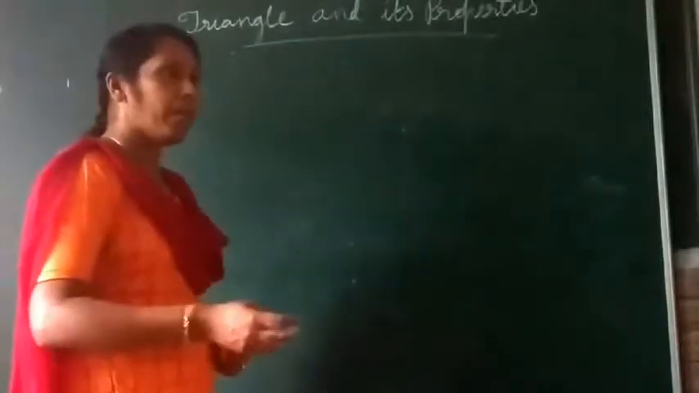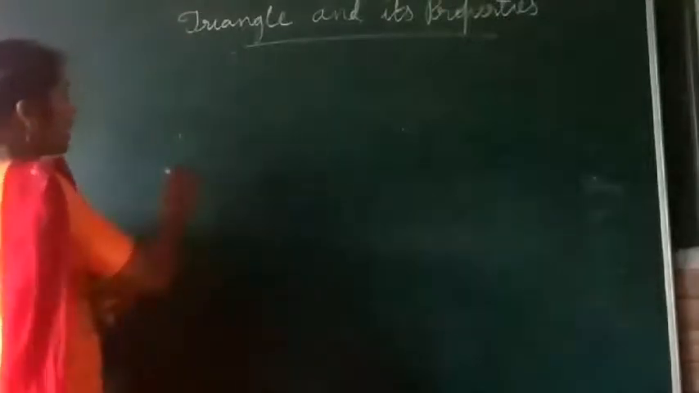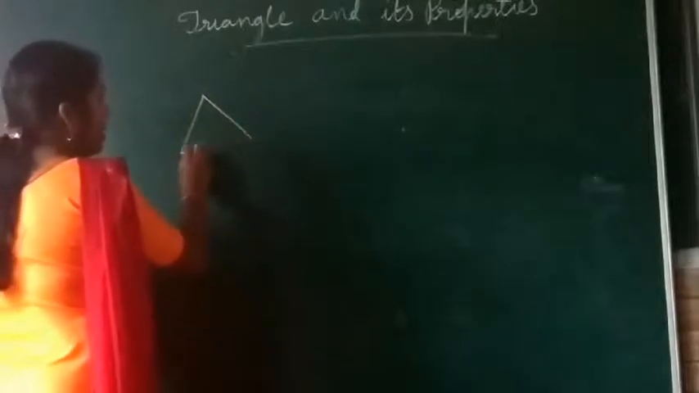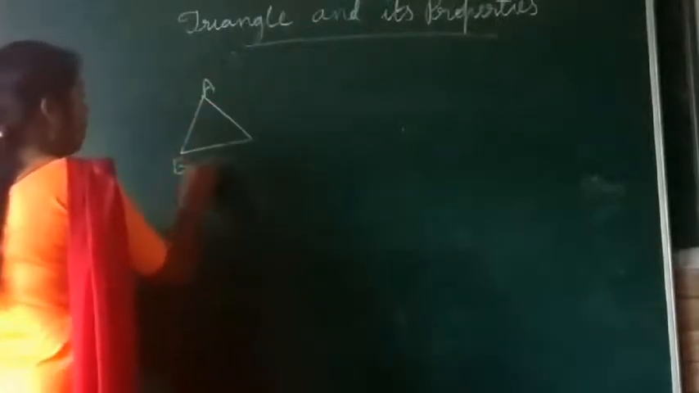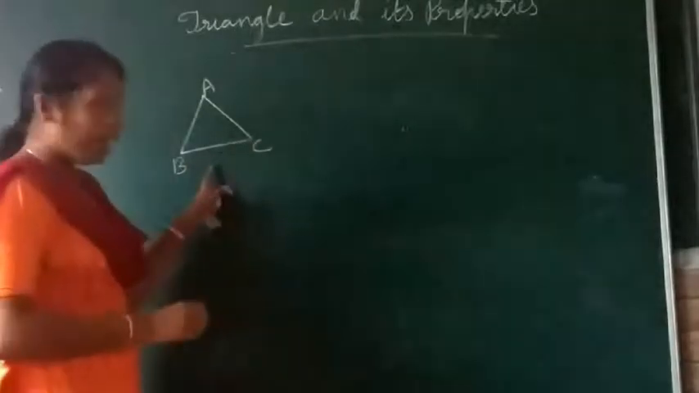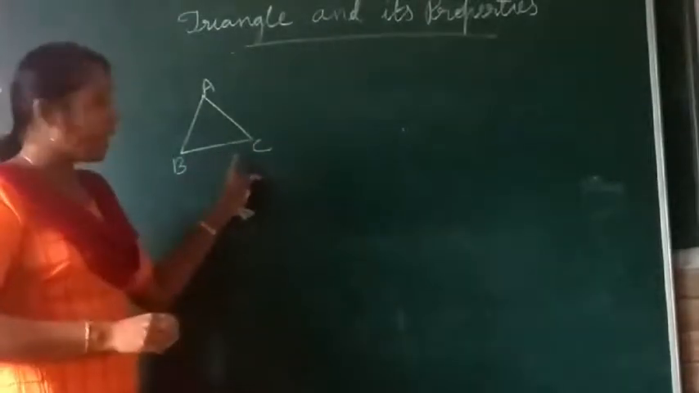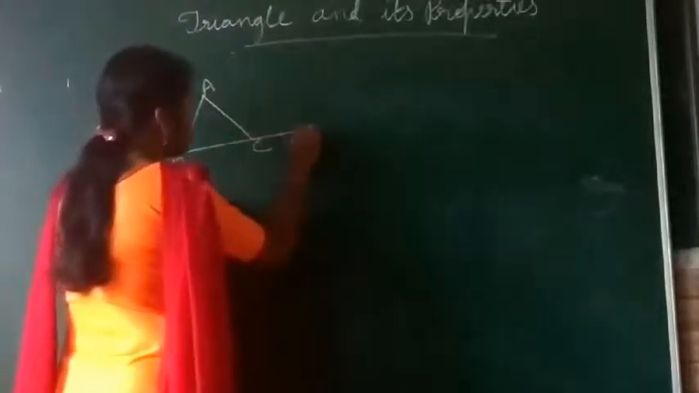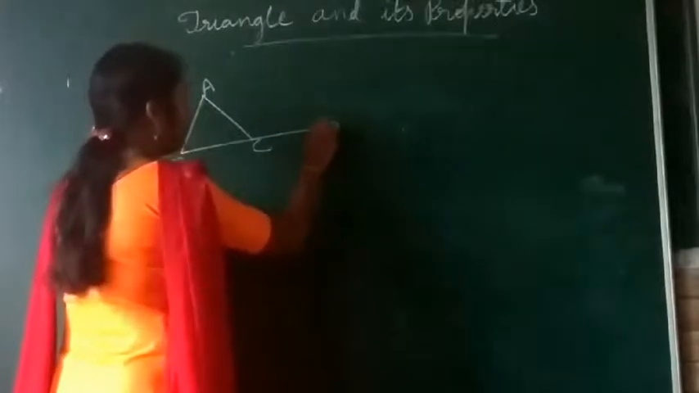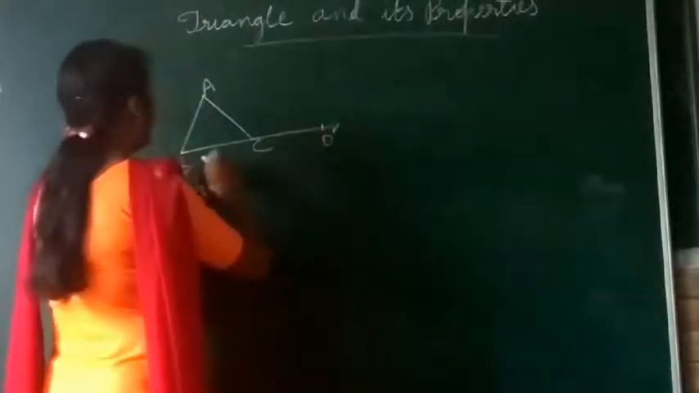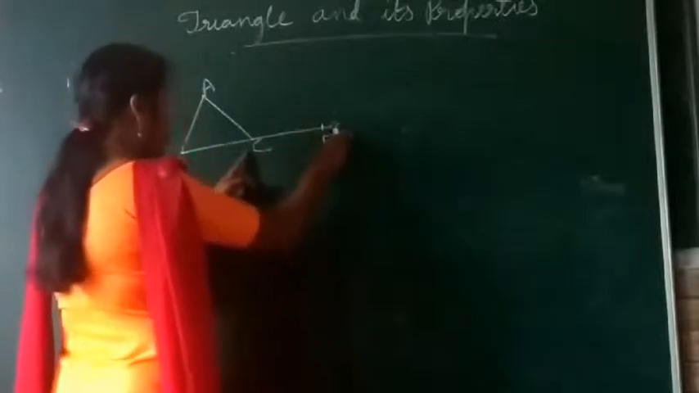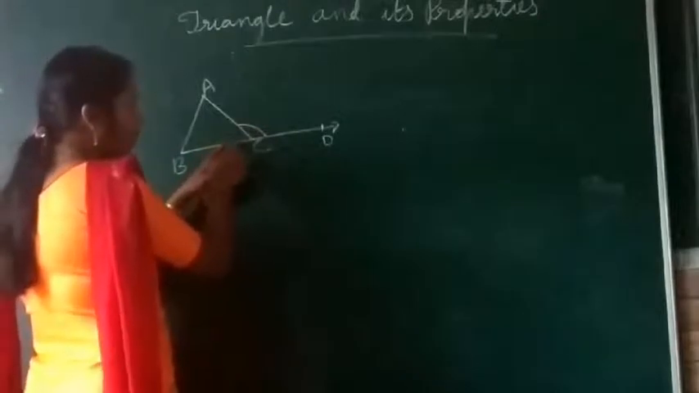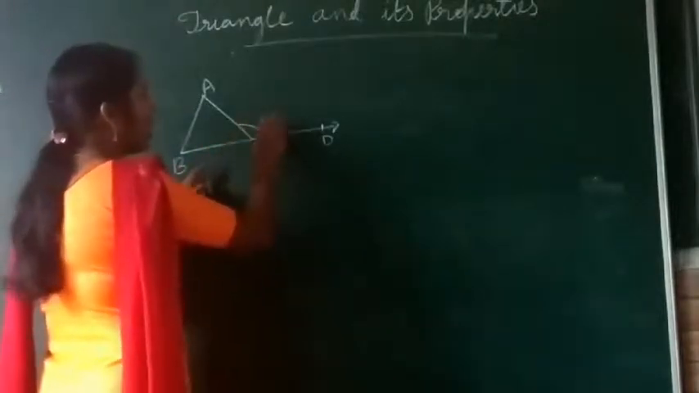Now let us see some properties of triangles. First of all, let us understand what is an exterior angle. If there is a triangle ABC, we can find out the exterior angle by producing any one of the sides to a certain distance. Suppose I am producing side BC to a certain distance, so that a point D is made. So BC is produced to D. An angle is formed here. That is a linear pair of the angle C, and that angle is known as the exterior angle.